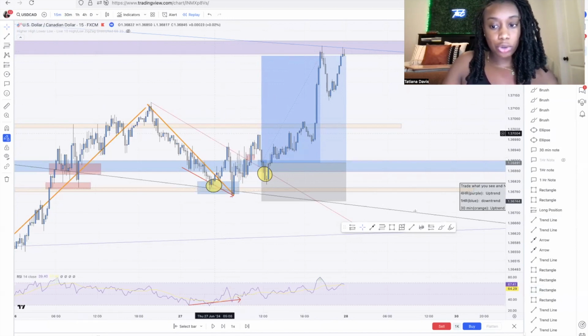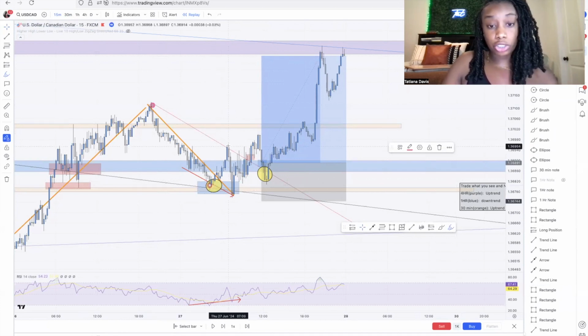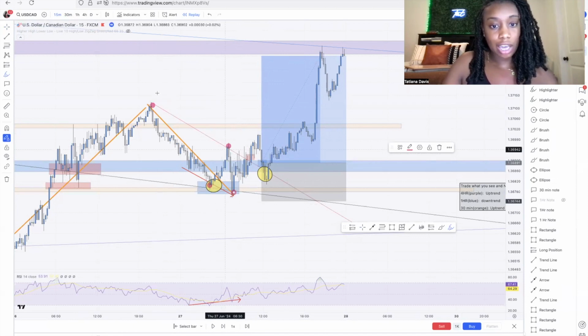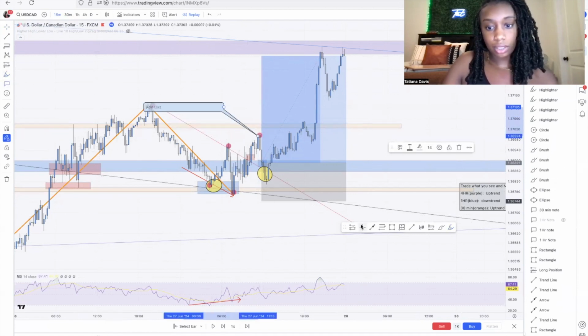So right here, you can see that we have 15-minute. I'm going to mark it out by these dots because I don't have it marked off by trend lines. But you can see we have 15-minute structure right here. And then right here, we have a break of 15-minute structure. So let me color code that in pink. Oh, that's ugly.